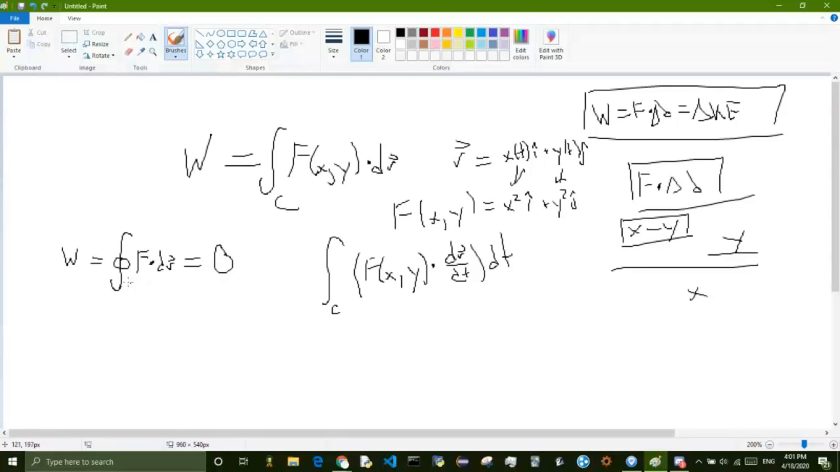So what this means is this implies that the only thing that matters in the field is the initial starting point and the ending, right? So that's the only thing that matters for work, is the starting point and the ending point. The path you took doesn't matter. This is an answer.